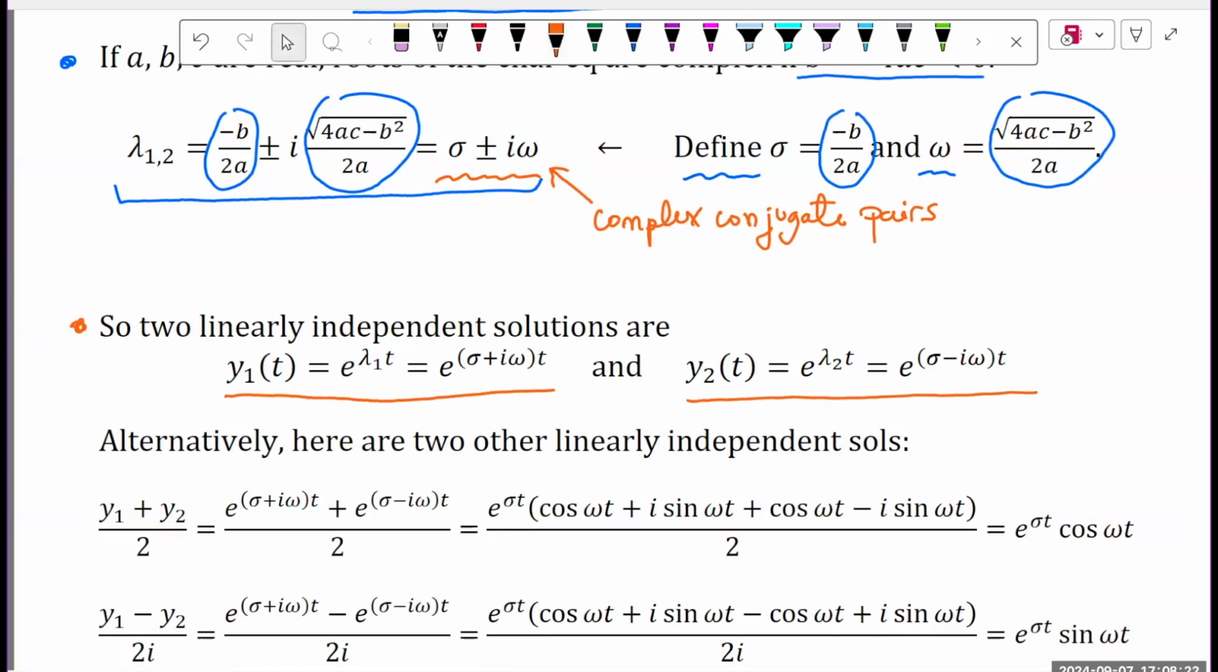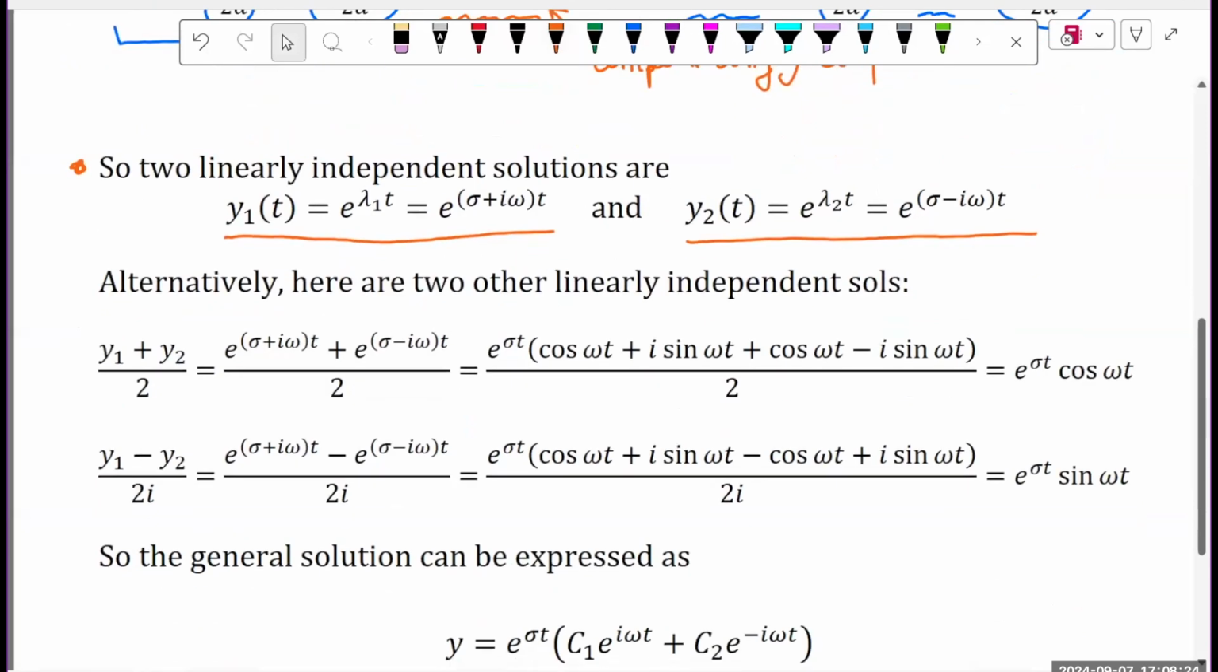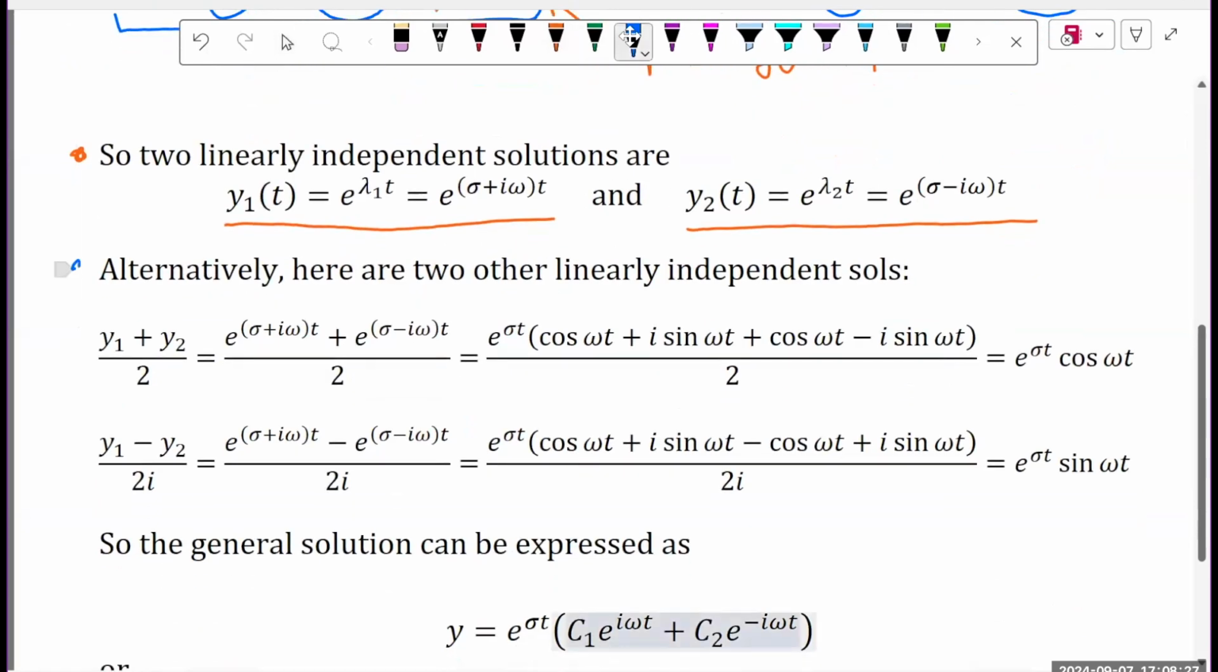But as we've done before, instead of using complex exponentials, we can also use sine and cosine via Euler's formula. So here are two other linearly independent solutions. Let's take a linear combination of y1 plus y2 and divide it by 2, and we end up with e to the sigma t cosine omega t. And let's take y1 minus y2 and divide it by 2i, and we end up with e to the sigma t sine omega t.